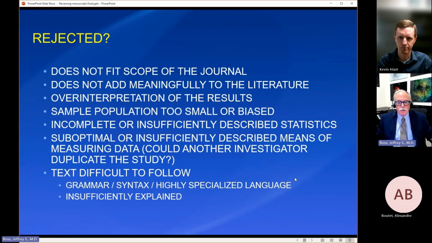Rejected, there's a whole slew of reasons for rejection, a not insignificant one that we see is it just doesn't fit the scope of the journal. That should never, not say never, but should rarely make it to a reviewer. Those should be editorial rejects on the side of the journal coming in. On my side, as an editor, so comes in.